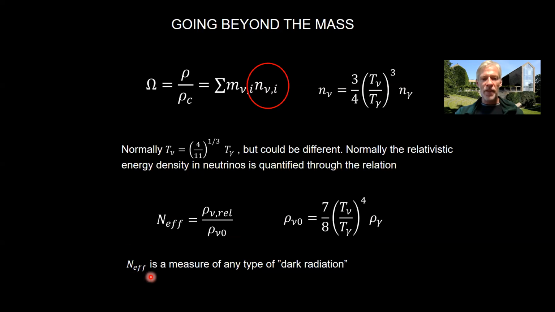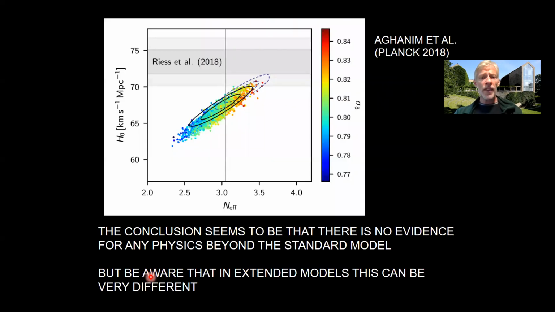You can think of this as an effective parameter, a measure of all dark radiation in the universe. So that can be, of course, neutrinos, but it could also be other types of very light relics. So in any case, even if neutrino physics is completely standard model, it's still an important parameter because it accesses very early decoupling, very light particles that might be of interest. Now, from the Planck 2018 data analysis, again, you see that this number is very close to 3.